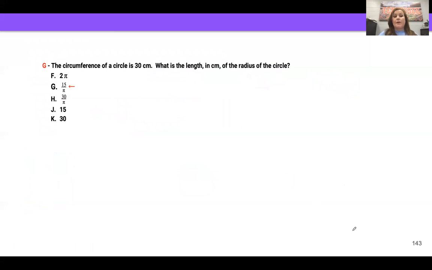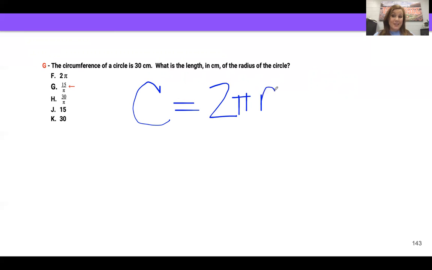Next one, you've got circumference is 30 centimeters. They want to know what is the length of the radius. Some of you might have gone, ooh, 15, boom. No, it's circumference, not diameter. So let's do our formula. Circumference is 2 pi r. I'm going to give you a little hint. This is going to help you on the exit ticket. This is a clue to the exit ticket.